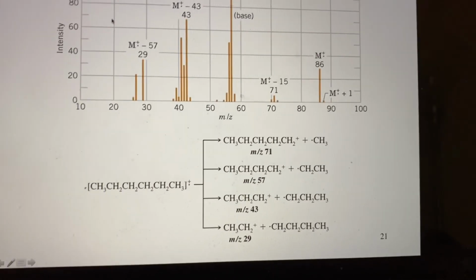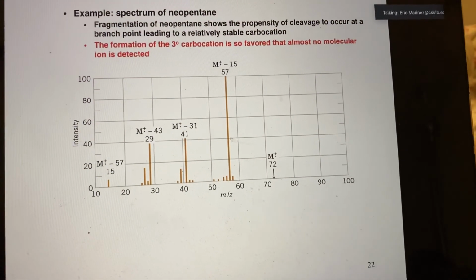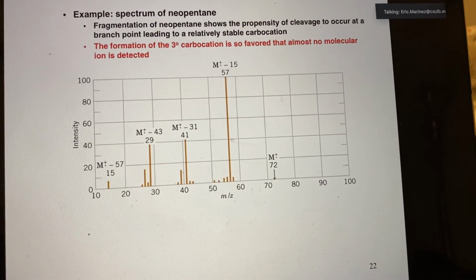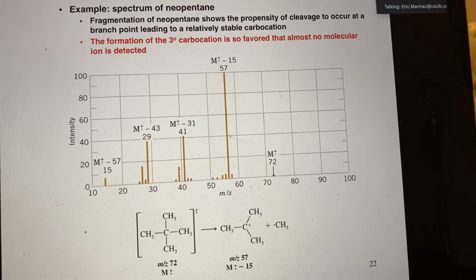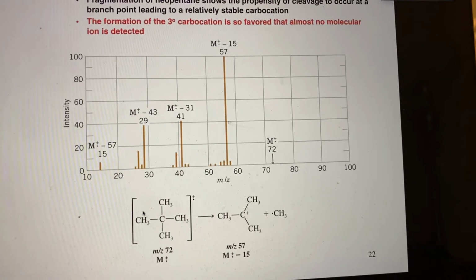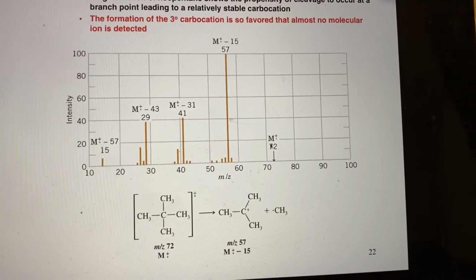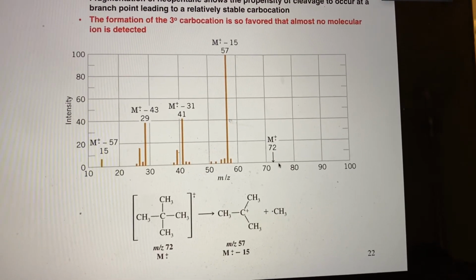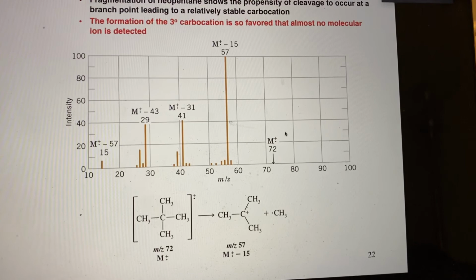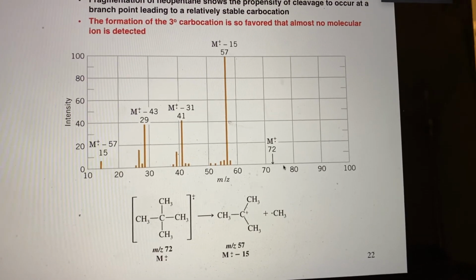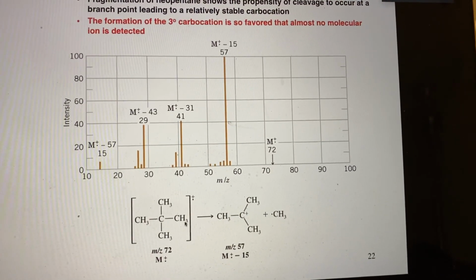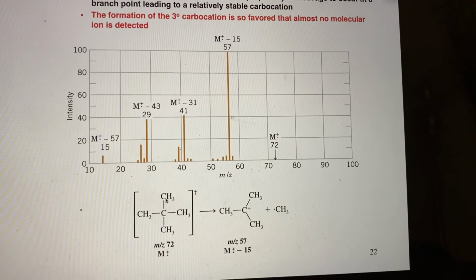Okay. Last one. This is neopentane, and neopentane is a carbon that has four methyl groups around it. So this is the structure of neopentane. Notice in neopentane, we don't see the molecular ion peak. I just want to finish off here with this example of a structure where you can't see the molecular ion peak. If I wanted to see it, I would have to do chemical ionization. So the question is why?